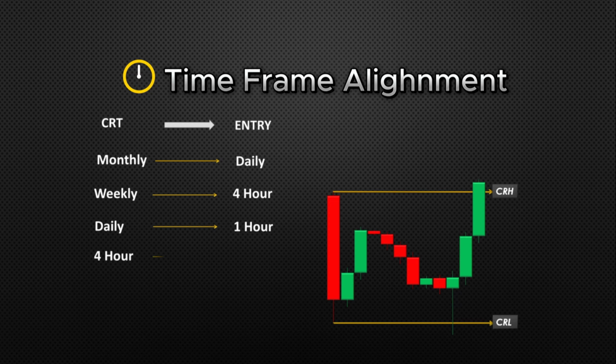For CRTs on the 4-hour chart, the 15-minute time frame is your go-to for entries. If you're working with the 1-hour time frame, you can enter on the 5-minute or 1-minute charts. This alignment ensures that you're not only identifying the CRT pattern, but also entering at the most opportune moment.